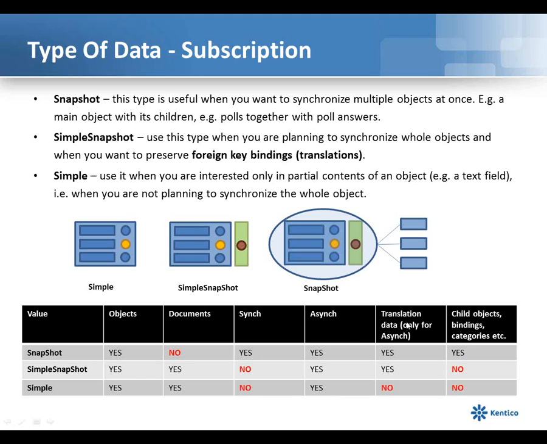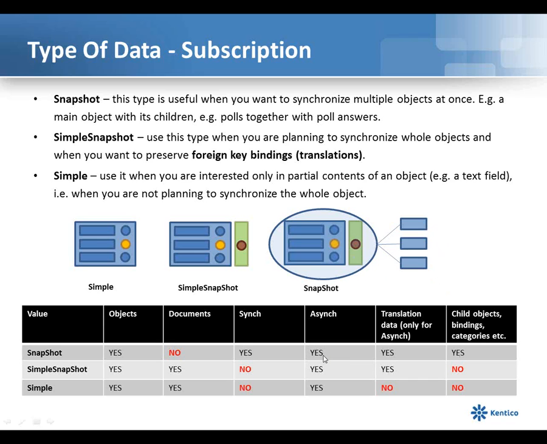Then when it comes to translation of your foreign key bindings, this is available only for asynchronous processing and supported by these two objects. So these green boxes are represented by those kind of translation data. So it's not supported with the simple, so you see no here. And when it comes to accessing the child objects, binding, categories, etc., this is obviously available only for the snapshot itself. So this is something that you can imagine like this.